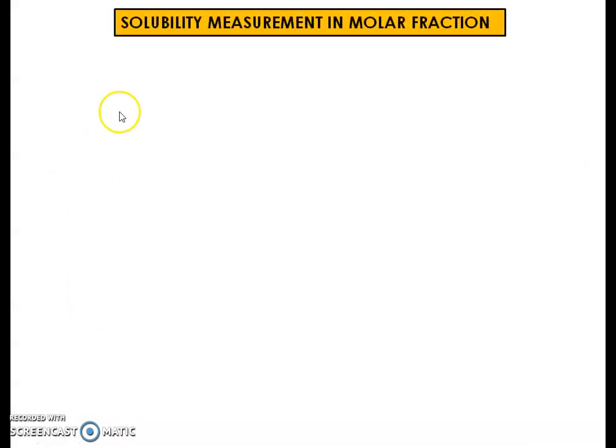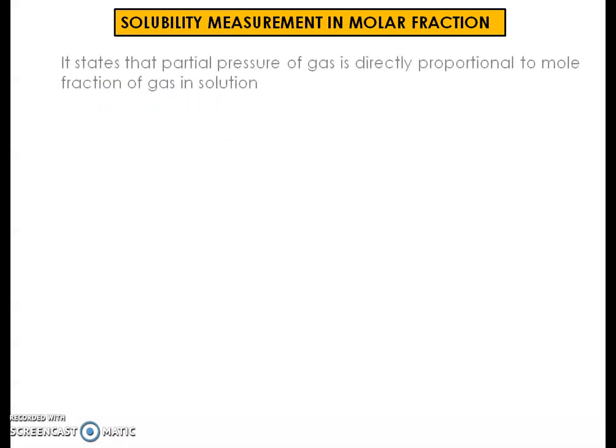The solubility can be measured in one more parameter also, in terms of mole fraction. Instead of solubility, the mole fraction is calculated. If the pressure is increased, what will be the effect on mole fraction, or what is the mole fraction of gas available in that solution, and what is the pressure. It states that partial pressure of gas is directly proportional to mole fraction of gas in solution. Here the partial pressure is compared with mole fraction of gas, not with the solubility.